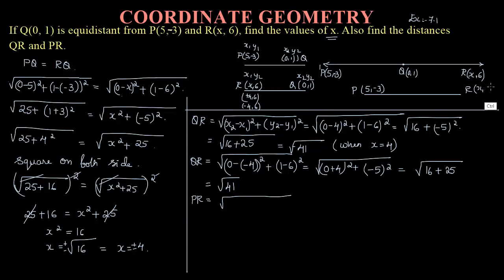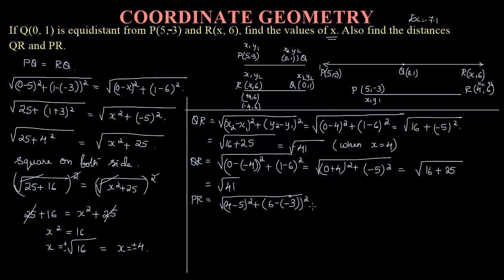Right, so x comma 6 is there, so we have the value of x, once plus 4 and once minus 4. So let me just substitute plus 4 now. Let it be x1 y1, let it be x2 y2. So x2 is 4 minus 5 whole square plus 6 minus 3. This is the formula minus, and this is minus 3 in the coordinate.